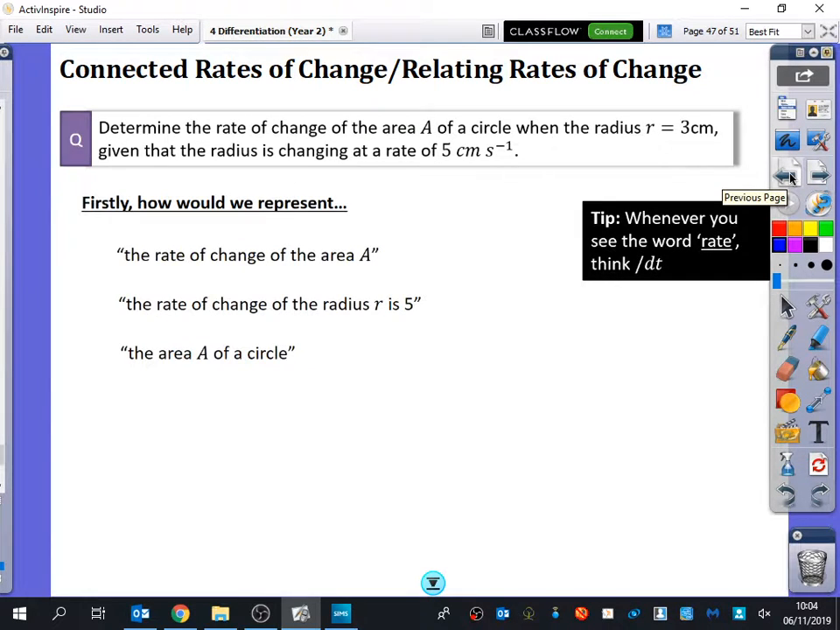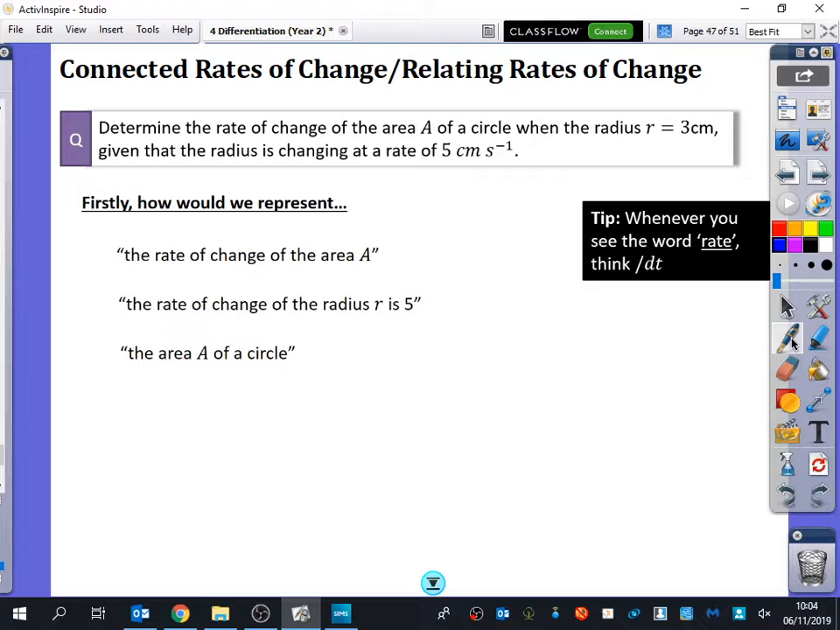And that's what we're going to have a look at for this type of problem. The best way to teach this topic is for me to dive straight in with an example. So let's just read what's happening here. It says, determine the rate of change of the area A of a circle when the radius r is 3 centimetres, given that the radius is changing at a rate of 5 centimetres per second.